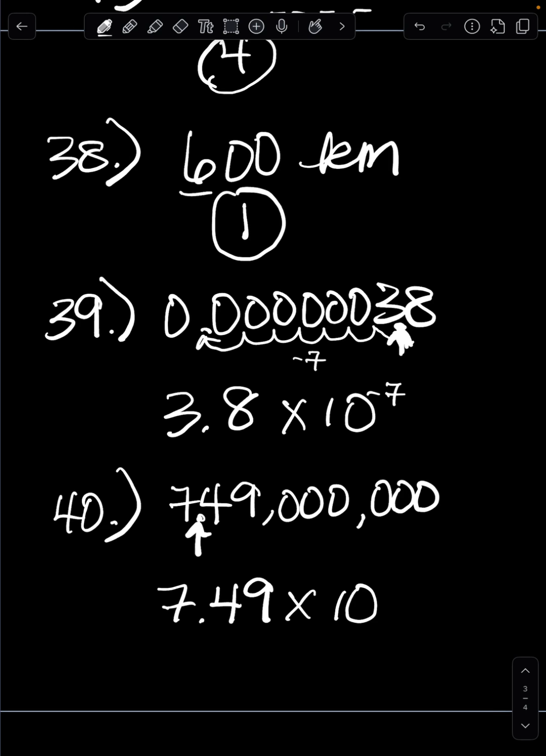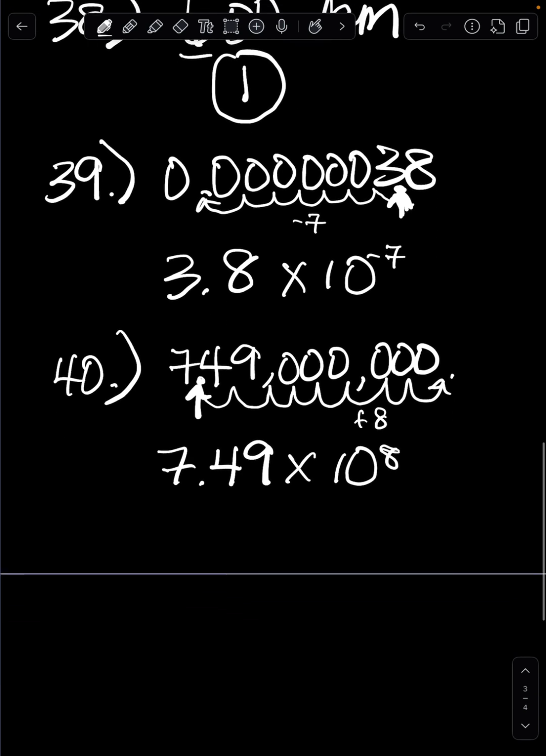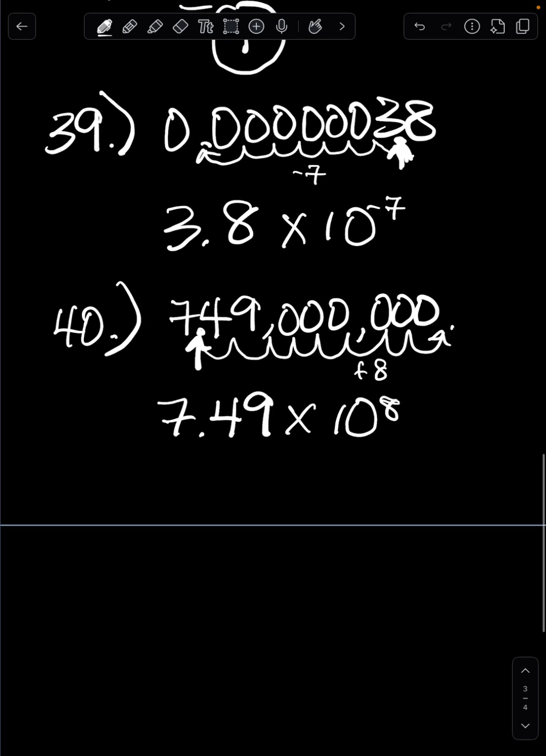So my decimal point, I need it to be between the 7 and the 4, but it was originally at the end. So let's see how many humps it takes to get there. 1, 2, 3, 4, 5, 6, 7, 8. To the right. So it's 7.49 times 10 to the 8.